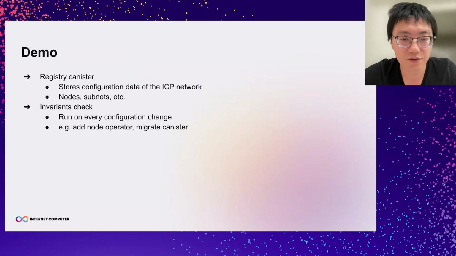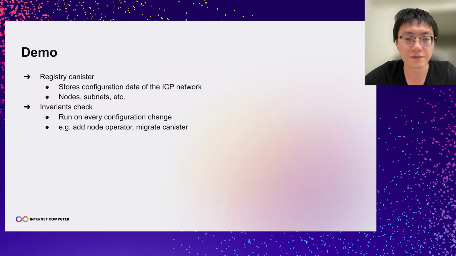Before the demo, I just wanted to introduce some concepts that are needed to understand the demo. The registry canister is part of the NNS, which stores configuration data of the network, such as nodes and subnets. And the invariants check actually runs on every configuration change to make sure certain invariants hold, given the entirety of the configuration data. And as you can imagine, this computation can be quite expensive. So let's switch to the demo.